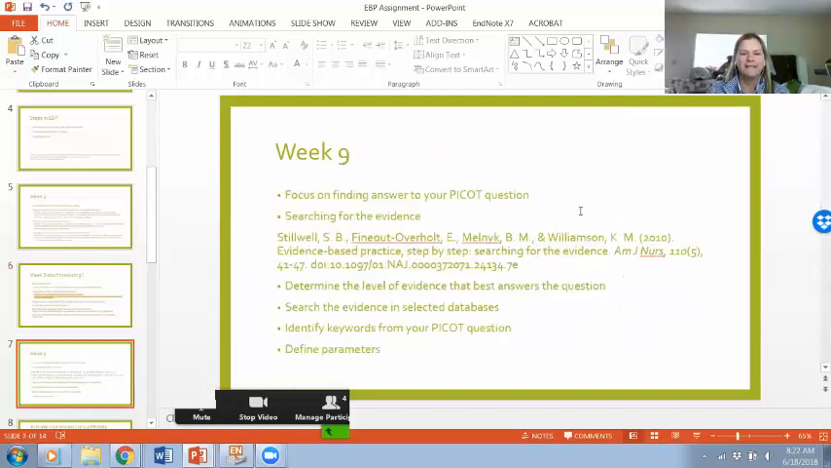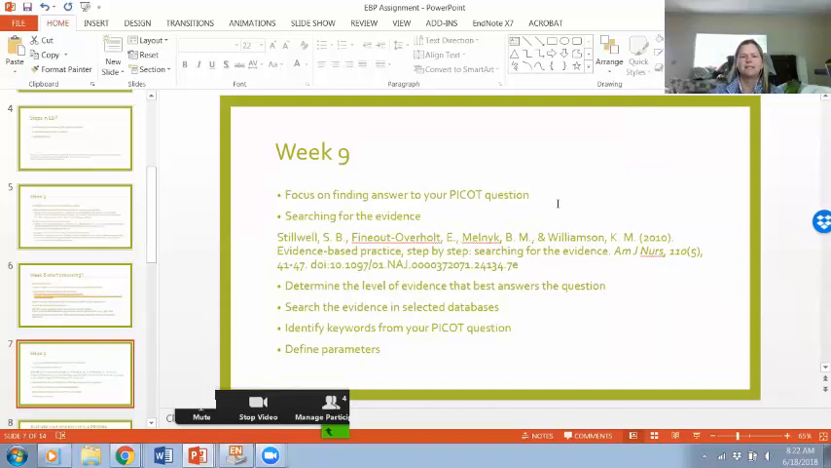So week 9, so week 8, you're going to present your JBI checklist, and I resent this morning a list of the groups for the JBI checklist assignment because I realized I had printed out an old roster with 2 students that had dropped. So look at that list that came out this morning. So week 9, you're going to be focusing on finding answers to your PICO question.